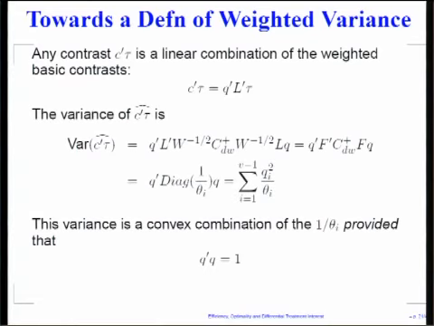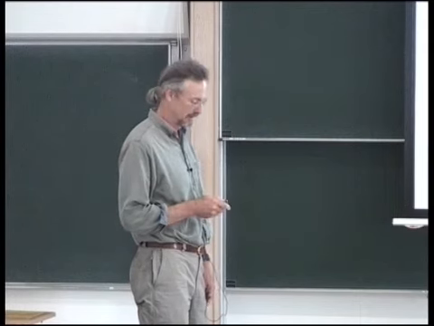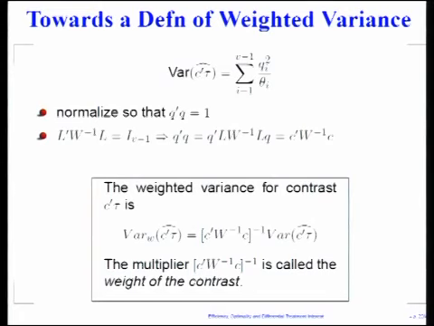And it comes out to be summation Qi squared over theta i. All right? Now that variance, as you can see, is clearly a convex combination of the 1 over theta i if Q transpose Q is equal to 1. All right, if that Q had been normed. Well, let's look at what it takes to get the Q to be normed.